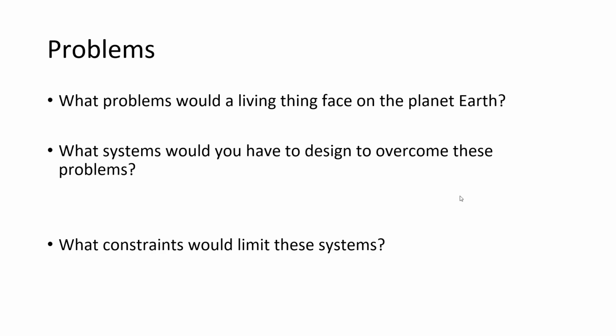It would have to communicate. So the top of it would have to be able to talk to the bottom of it, and its legs would have to communicate with its brain and its arms. All of that kind of stuff are problems that an organism faces. So if you were designing an organism, you'd have to come up with systems to overcome those problems. And you can think about what some of those might be. And I ask, what constraints would limit these systems?